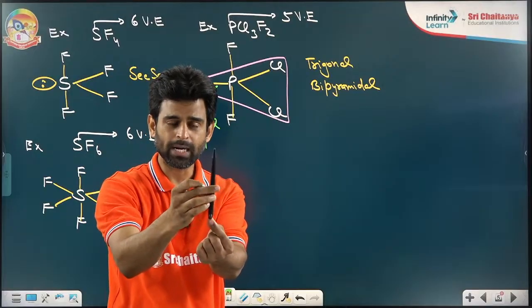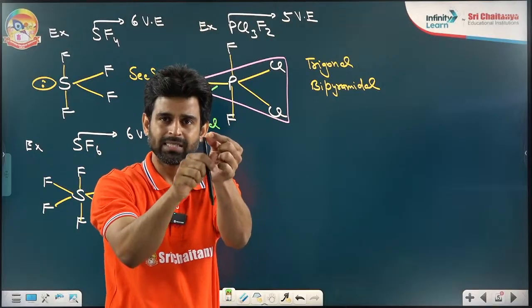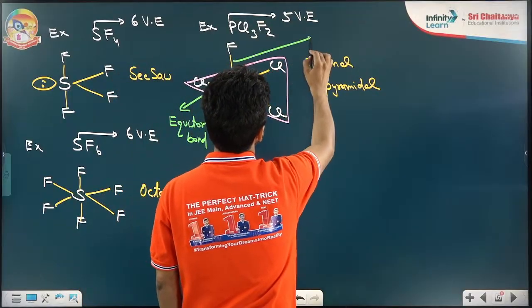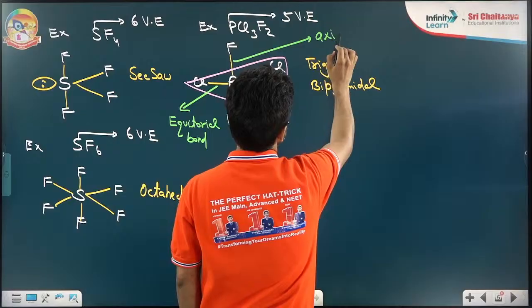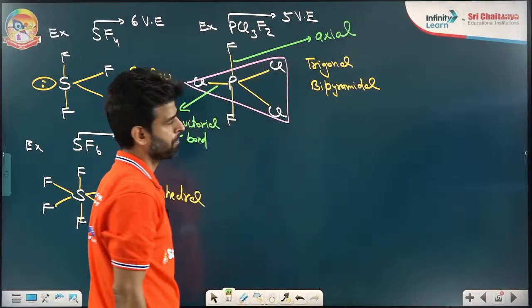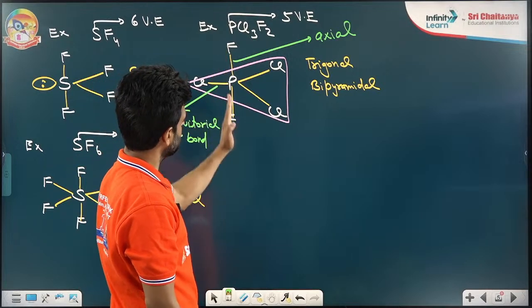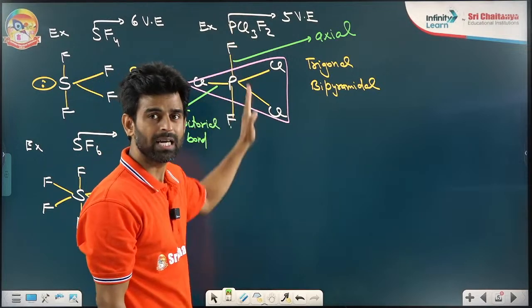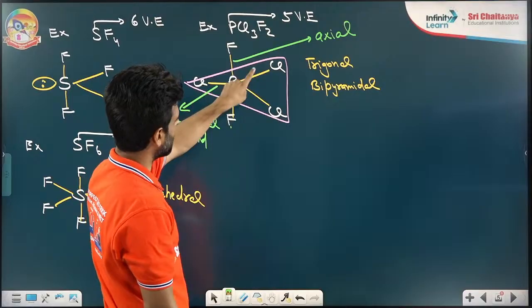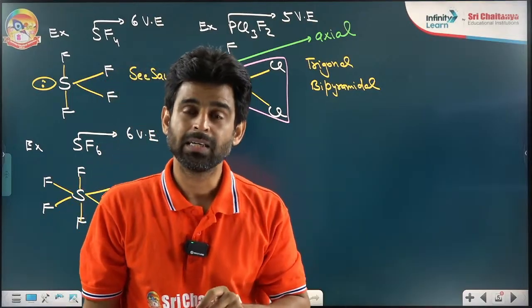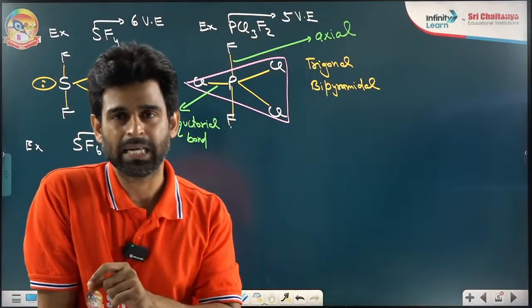And the 2 atoms are where? One upside and one downside, right? This bond we call axial. These are axial, upside, downside, axial. Whereas these are equatorial. Right? Clear, bacha?